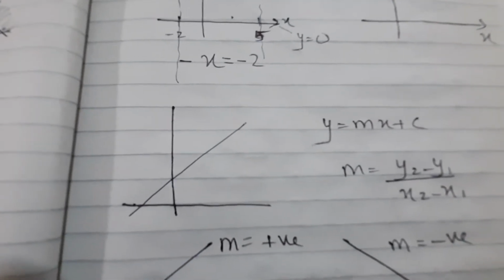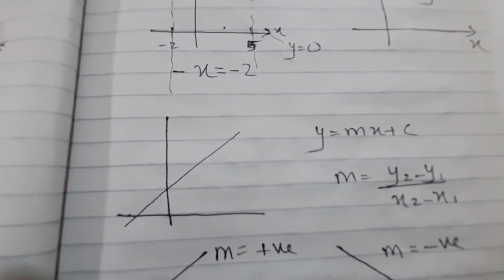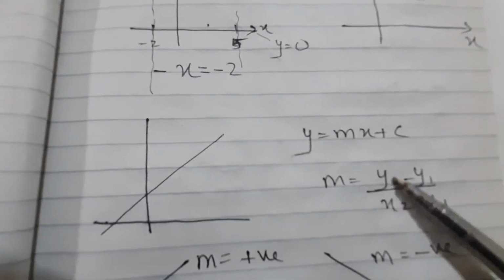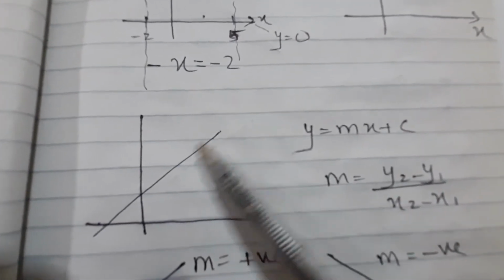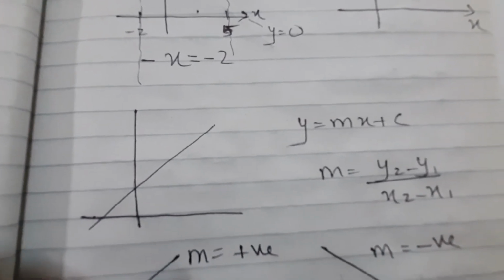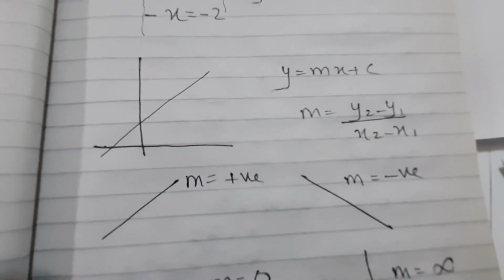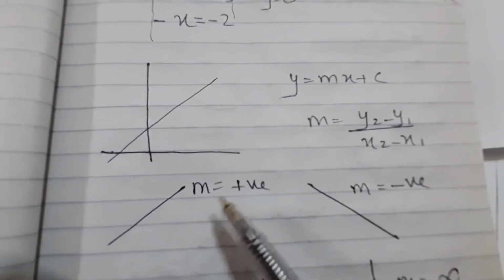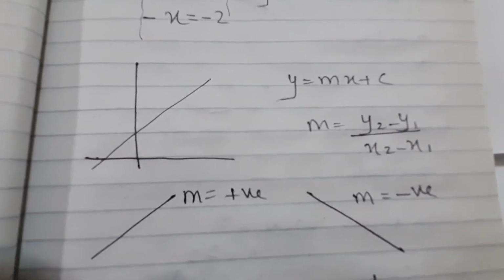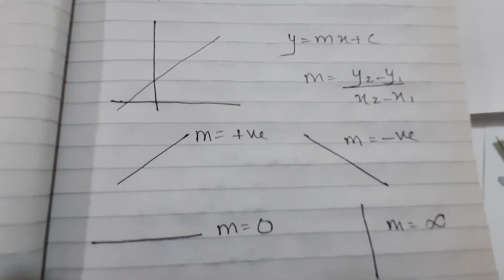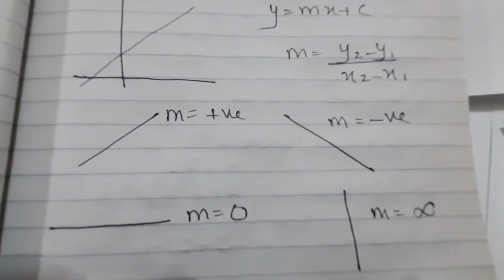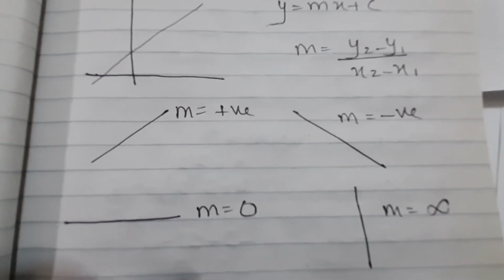If the line is slant like this, then the equation will be y is equals to mx plus c, and m will be the gradient of the line. So we can pick up 2 points from the line and find the gradient. We also know from coordinate geometry that if the line has this direction, it is plus gradient. If the line has this direction, it is minus gradient. If it is horizontal, the gradient is 0. If it is vertical, the gradient is infinite.